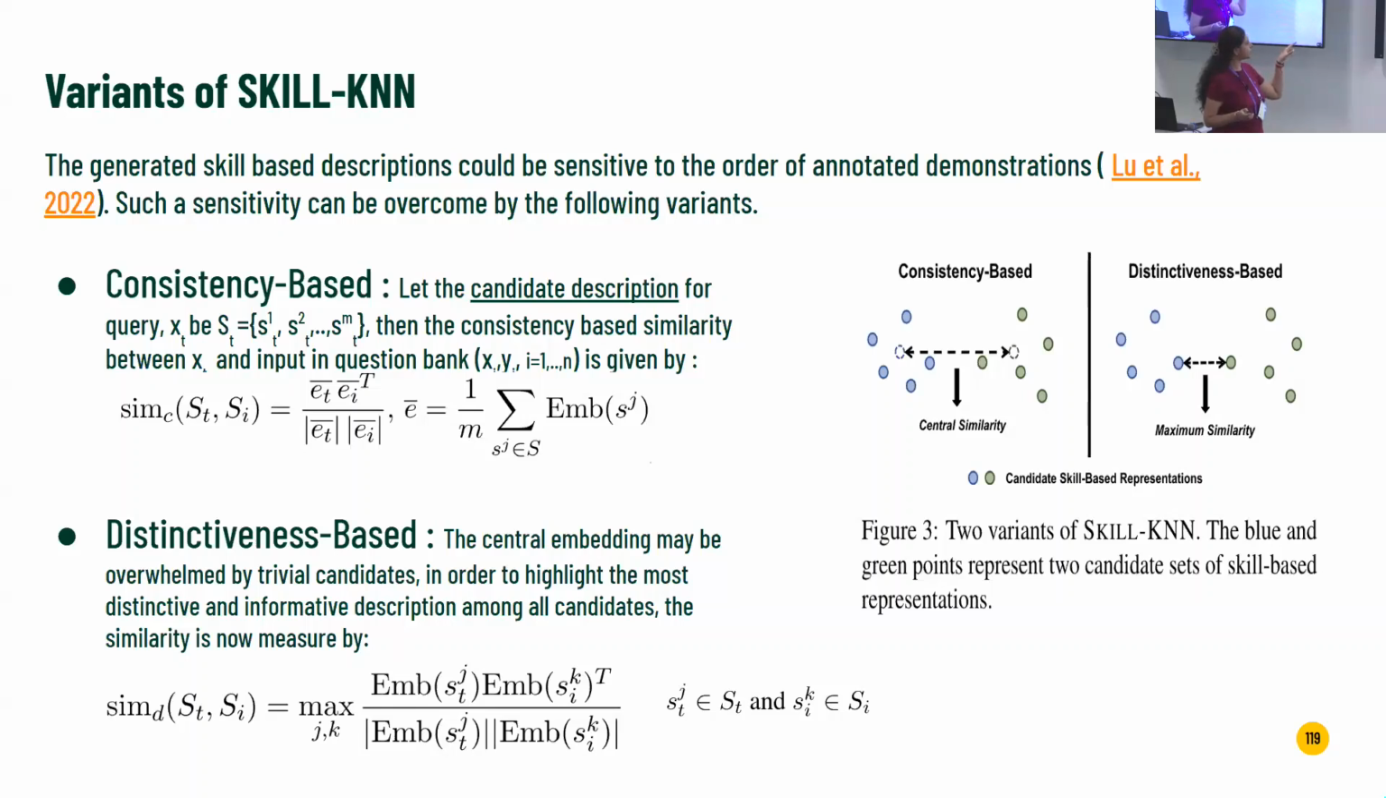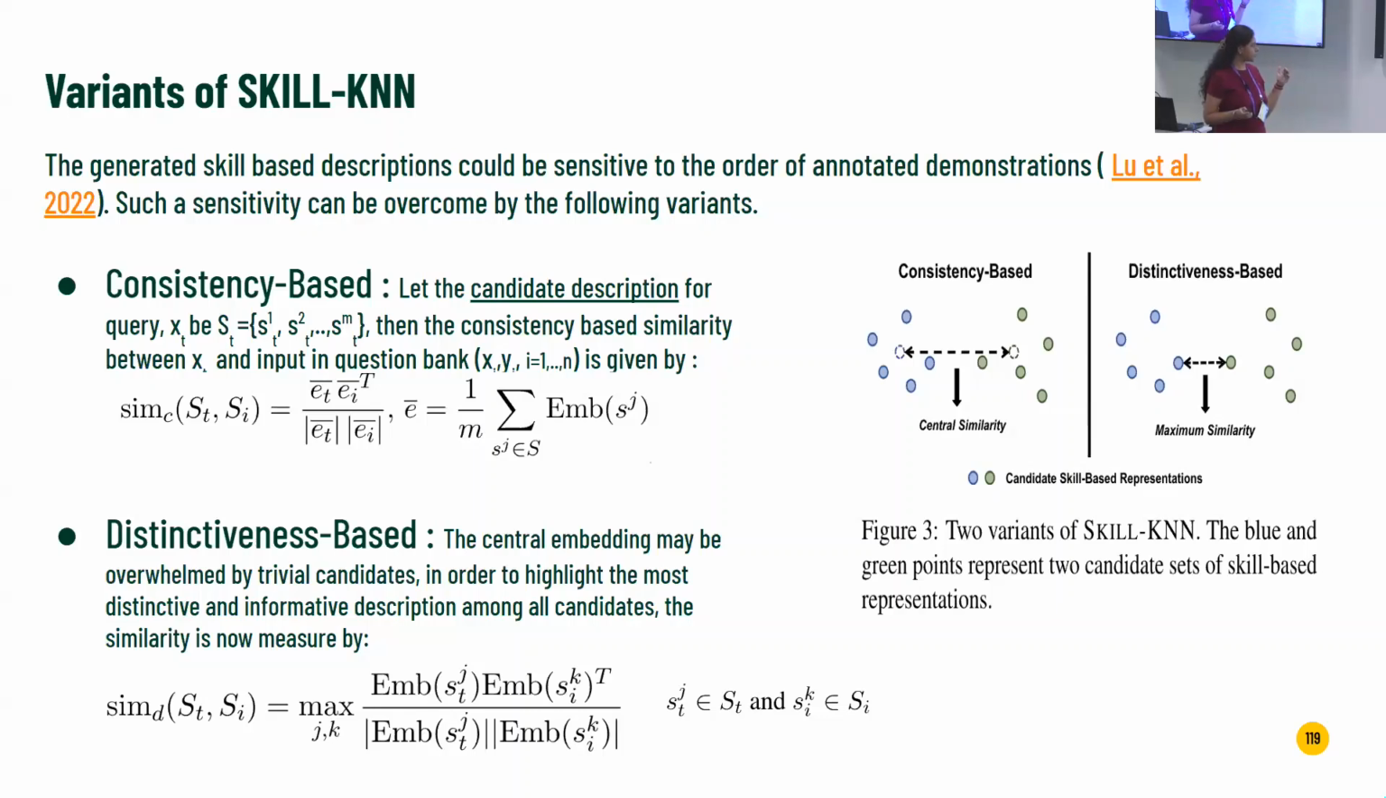But for consistency-based, we check the mean embedding between the descriptions of these two queries, and this is useful when the order causes zero-mean distribution noise in the data, which can be resolved. However, the overall meaning of both of these descriptions is the same, which is captured by the mean embedding, E bar over here, and that is how you compare both a question from the question bank and a query.